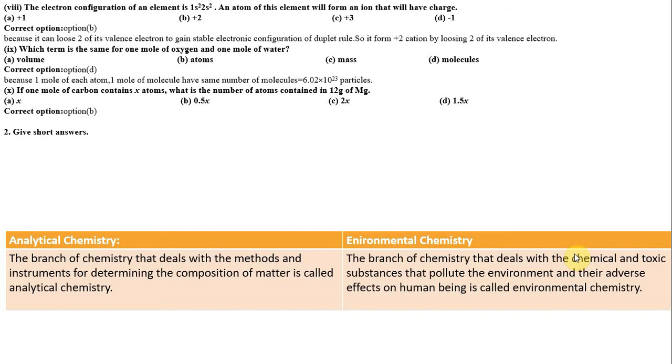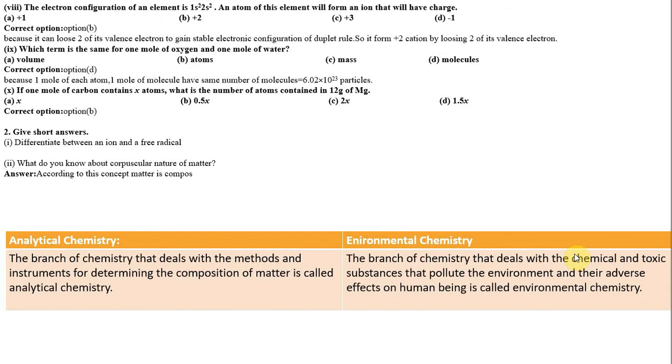Question number 2. Give short answers. Number 1. Differentiate between an ion and a free radical. This is a very simple question. What do you know about the corpuscular nature of matter? Answer.